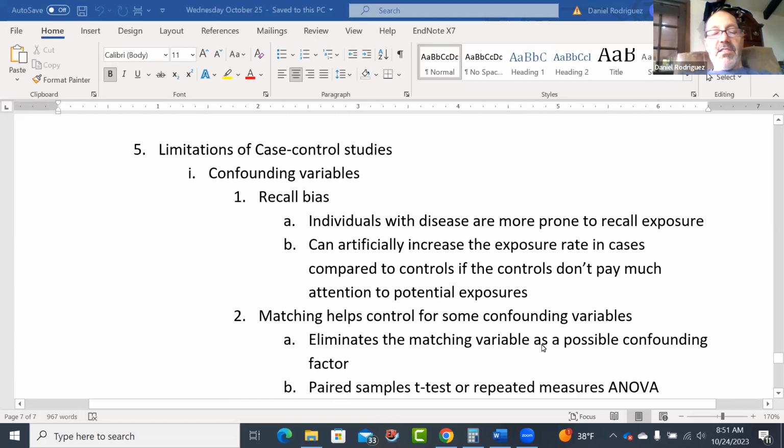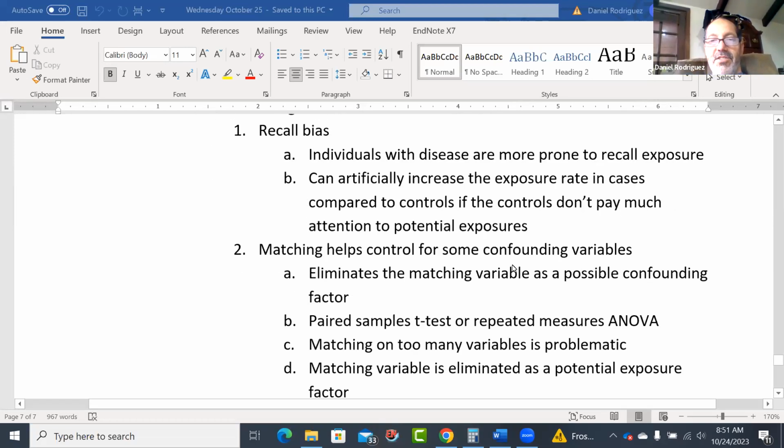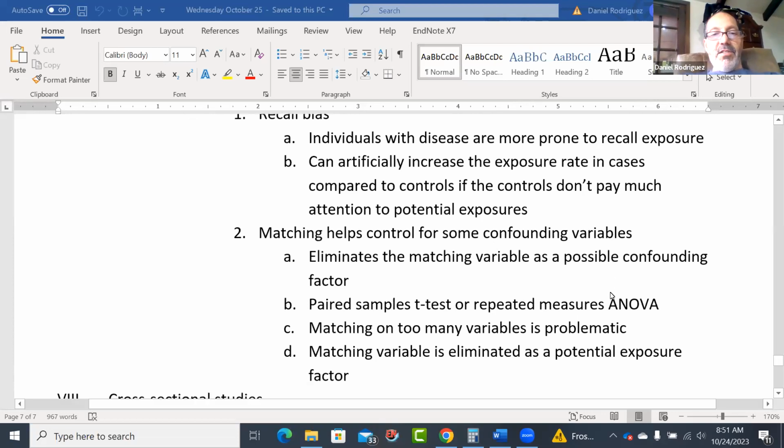There are limitations to case control studies. Individuals with diseases tend to remember exposure more than those who do not have it. I mean, think about it. I'm sure most people had COVID. If you had COVID, you probably thought about, where did I get this from? So you think more about it than somebody who doesn't have a disease. That's going to have an impact on artificially increasing the exposure rate in cases compared to controls, if the controls don't pay much attention to the potential exposure.